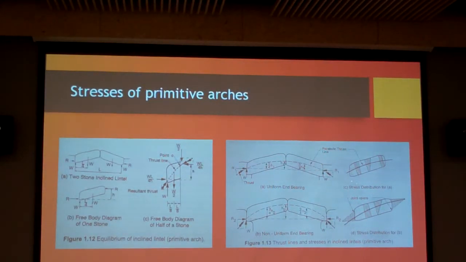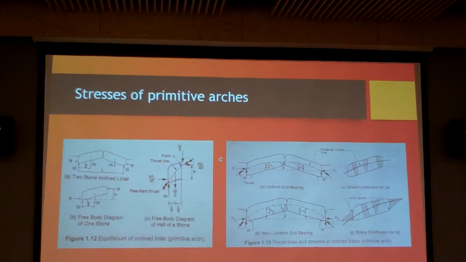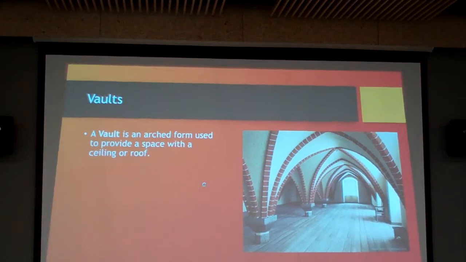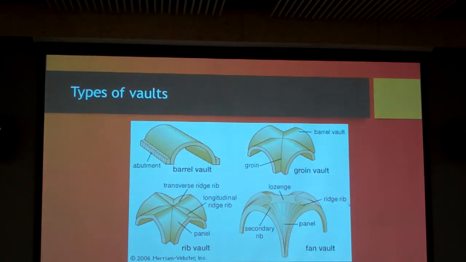And these are some of the stresses of the primitive arch, which are pretty much the same, but this is just statics, like free body diagrams and stuff like that. And then also there's vaults. Vaults are basically arches that are extended, or multiple arches. But the first one is the barrel vault, which is just an arch that's extended along a line.